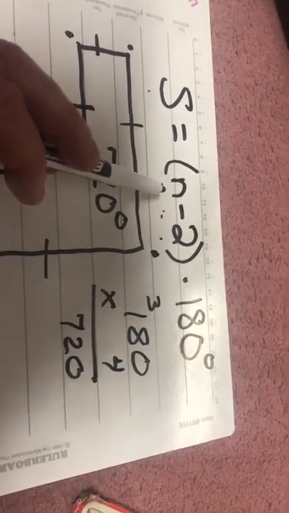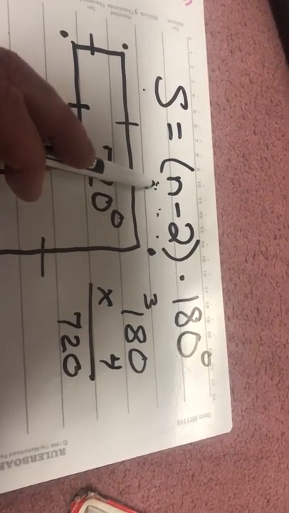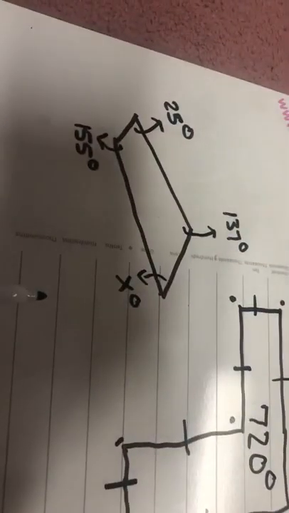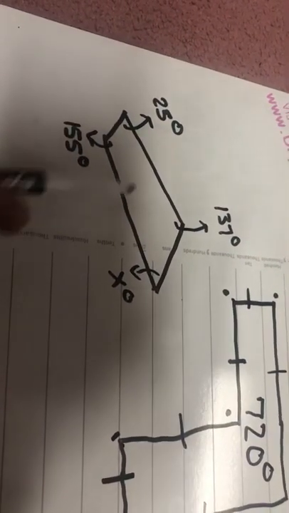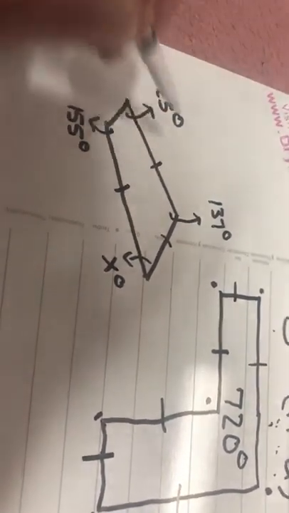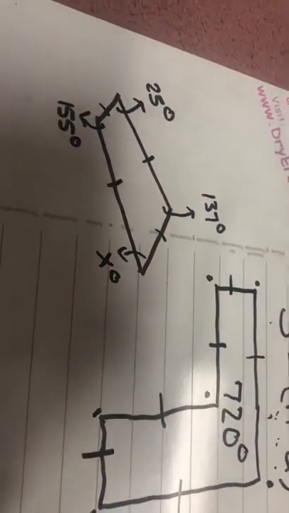First thing I need to do is establish n. N, remember, represents the number of sides the polygon has. I look at this. This is a clear quadrilateral that has 4 sides. So I can kind of mark those. 1, 2, 3, 4. 4 sides.